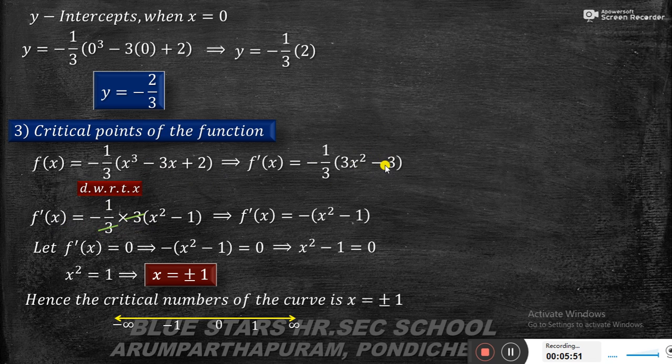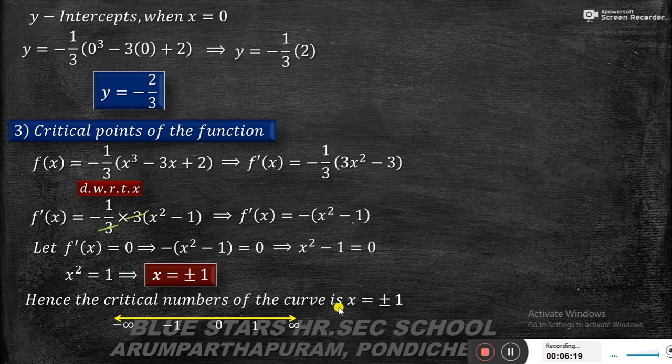Now 3 is common, so I take it out as a factor: 3 into (x square minus 1). Therefore f dash of x equal to minus (x square minus 1), the 3 cancelled. For the critical point, the condition is f dash of x equal to 0, so x square minus 1 equal to 0, x square equal to 1, so x equal to plus or minus 1.